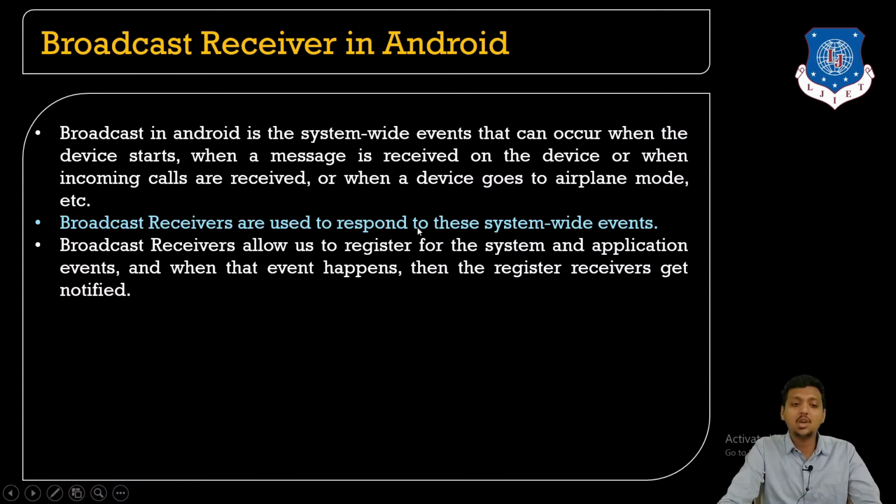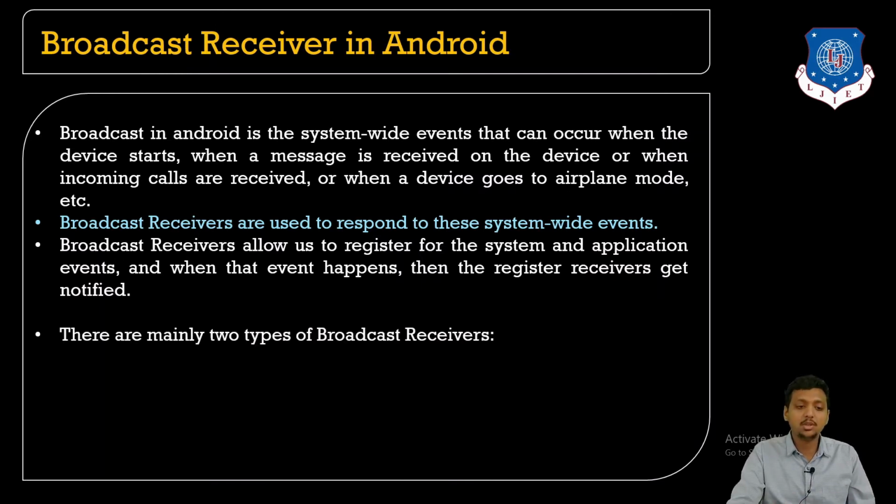Broadcast receivers allow us to register for system and application events, so that when the event happens, the registered receivers get notified. That means whenever some event happens, you just need to register that particular broadcast receiver to your smartphone device or in an application. Whenever that event occurs, the registered broadcast receiver gets notified and sends the message to any other application, whatever code you have written for that. This is all about the broadcast receiver.